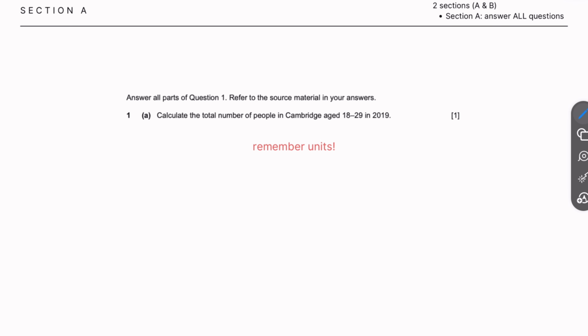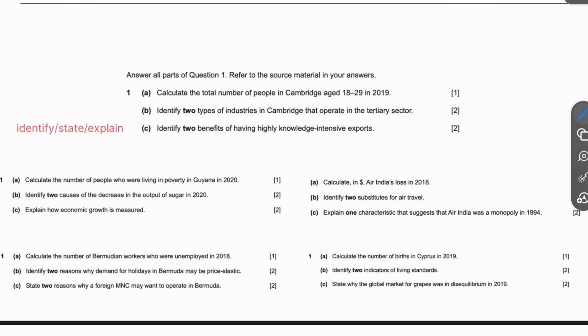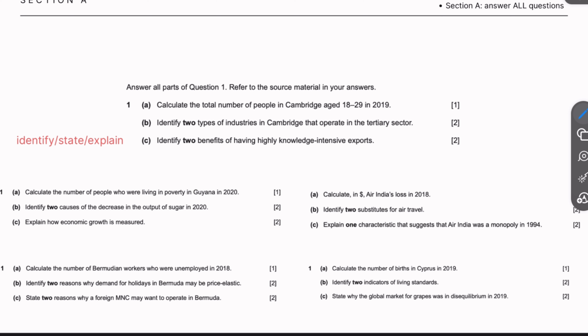Okay, so for Section A, the first question will usually be a 1-mark calculation question, and you'll be able to find the answers from the table given in the case study. One thing to remember is the units. The mark schemes usually allow if they're omitted, but it's still better to include them to be safe. Then for part B, it will be a 2-mark identify question, and part C, also 2 marks, can be identify, state, or explain.